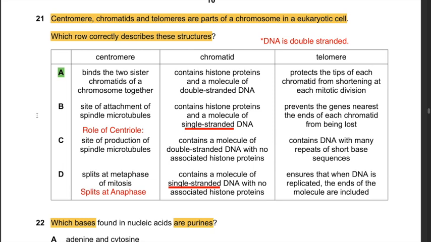Binds the 2 sister chromatids of a chromosome together. Yes, that is correct of a centromere. Chromatid contains histone proteins and a molecule of double-stranded DNA. Yes, that is also correct. Telomere protects the tips of each chromatid from shortening at each mitotic division. Yes, because they are present to prevent the loss of genes.